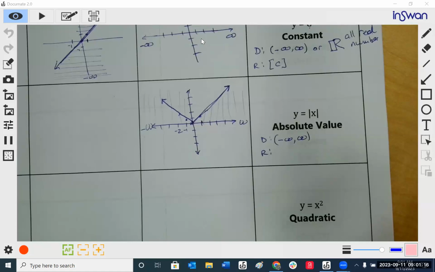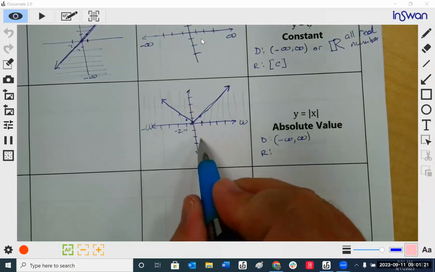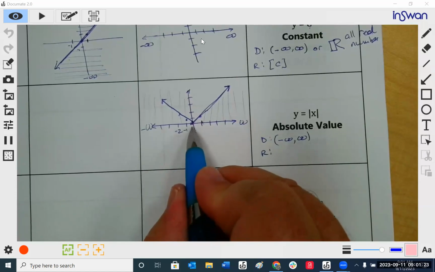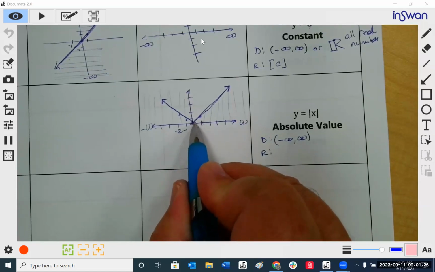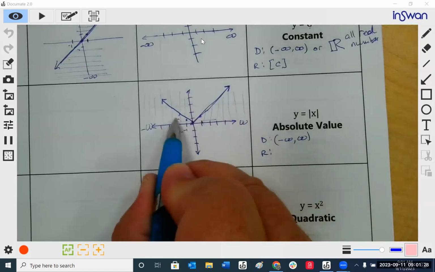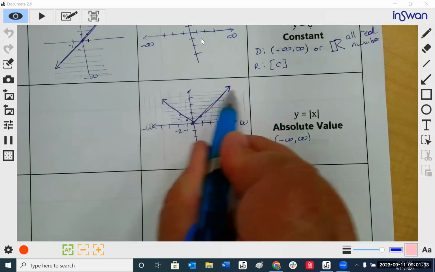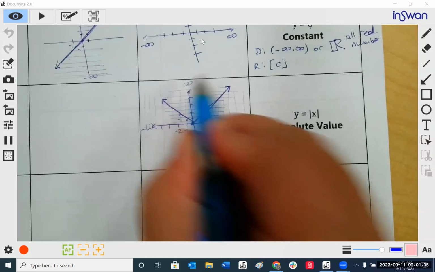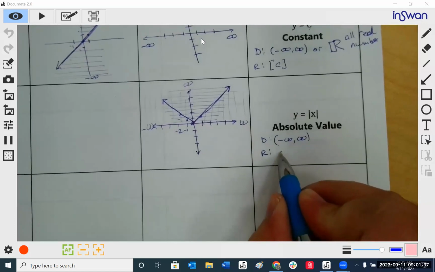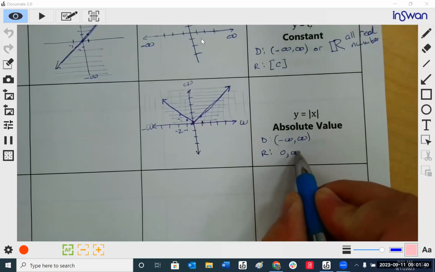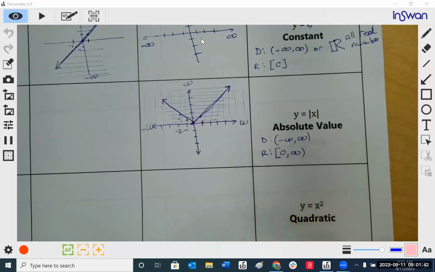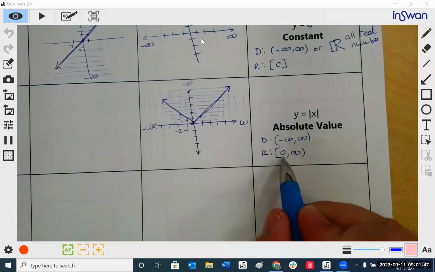How about my range? Well, look at the y values. Can it be negative? No. Can it be 0? Yes. Can it be positive? Yeah, look at the graph. If you draw a horizontal line, that's the y values. And they keep on going to where? Positive infinity. So the y values start at 0 and go on to infinity. It looks like this. Bracket this time. If you can use the number, then we put a bracket.